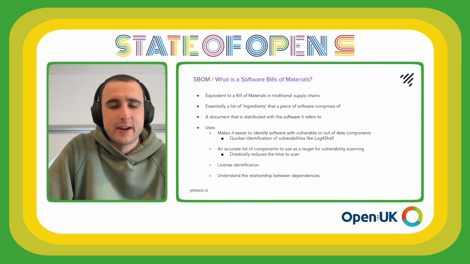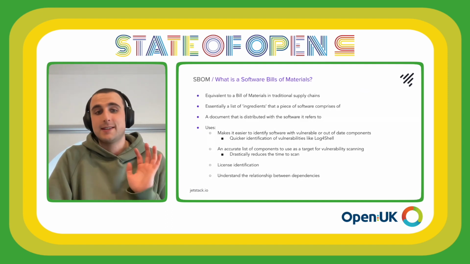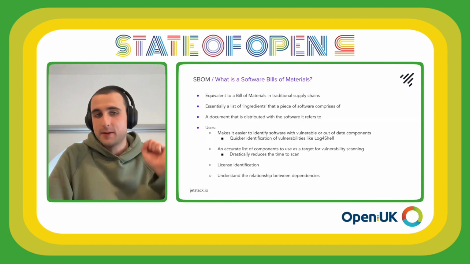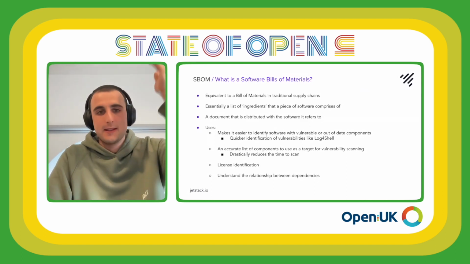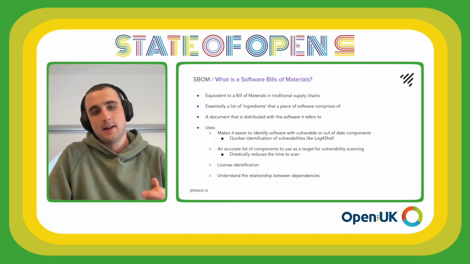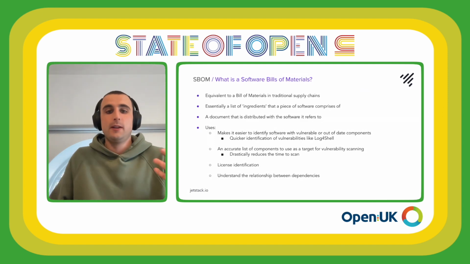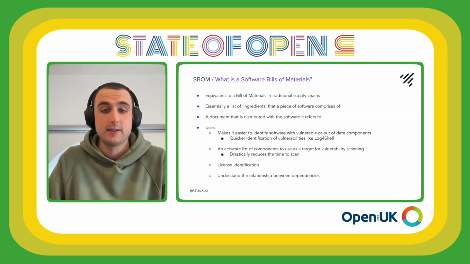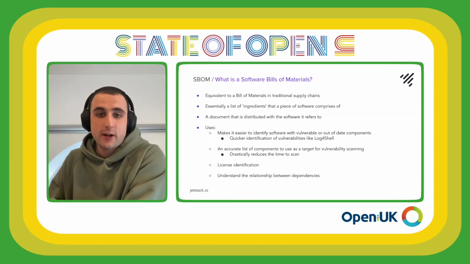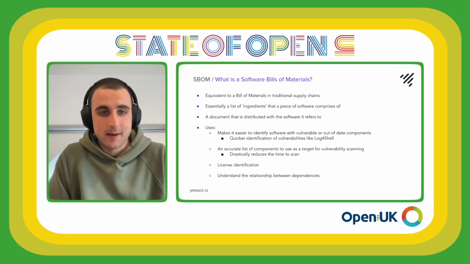So a software bill of materials is an equivalent to a bill of materials in a traditional supply chain. It's essentially a list of ingredients that a piece of software comprises of. So all of those dependencies that a developer is referring to in their code to utilize, those are your ingredients, and it's that list. It's a list that's compiled of all of the dependencies that they are using. It's a document that's distributed with the software it refers to. So the idea is with my piece of software, I should have the document, the bill of materials, right next to it, so I can peruse it at my leisure.